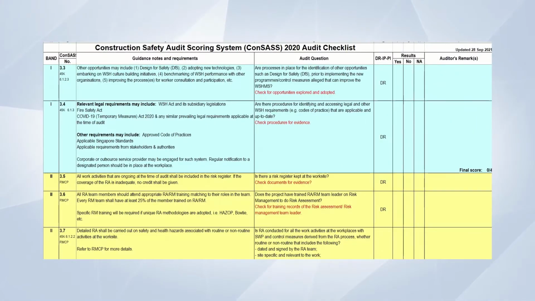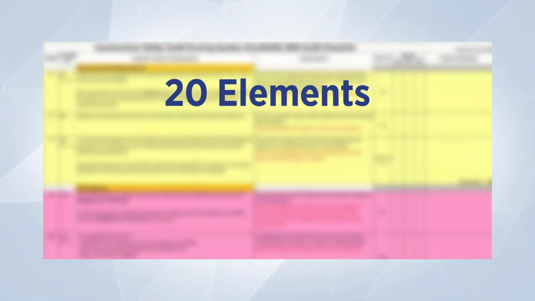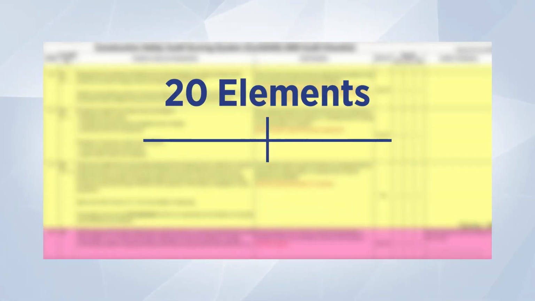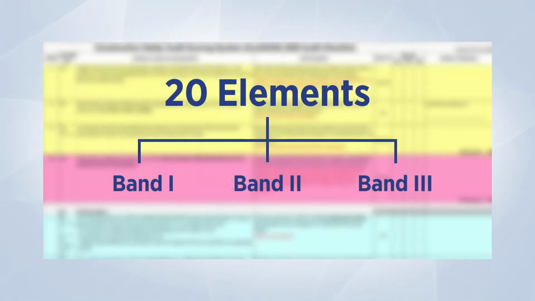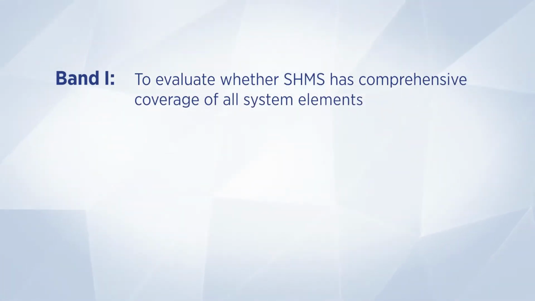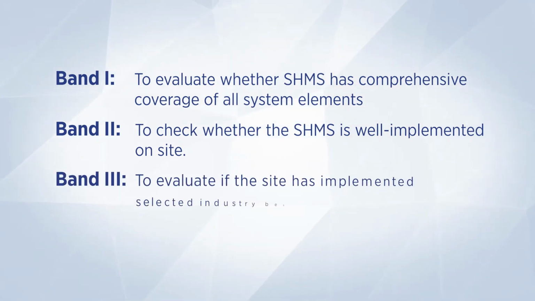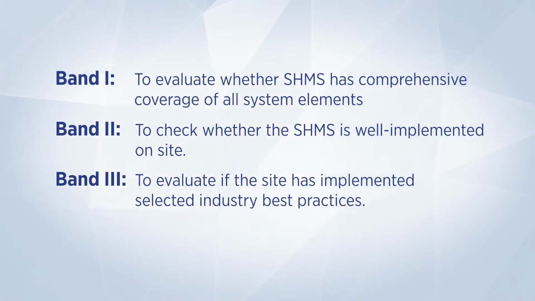Let's look at the new audit requirements. There are a total of 20 elements. Each element will have its own questions and are divided into 3 bands. Band 1, to evaluate whether safety and health management systems have comprehensive coverage of all system elements. Band 2, to check whether the safety, health and management system is well implemented on site. Band 3, to evaluate if the site has implemented selected industrial best practices.